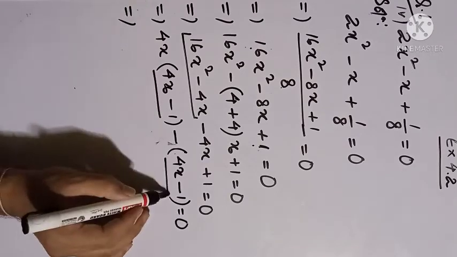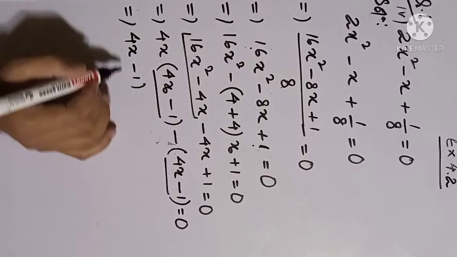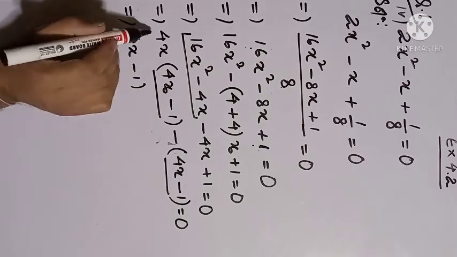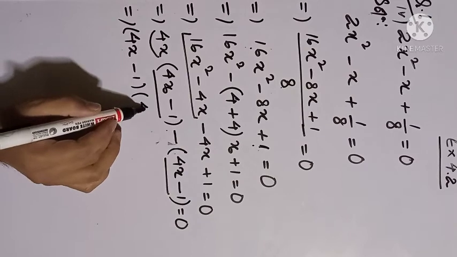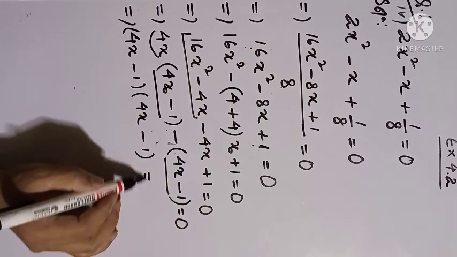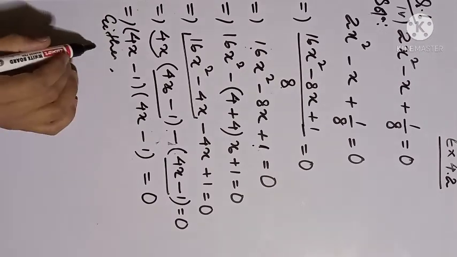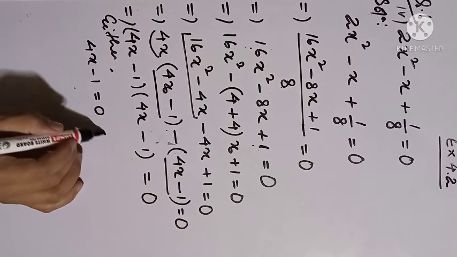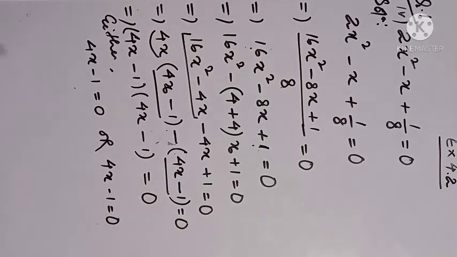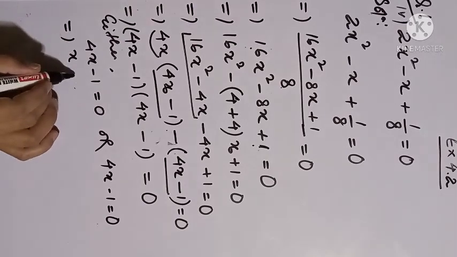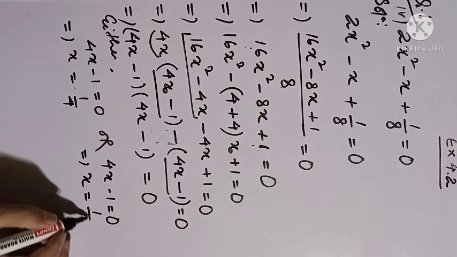4x minus 1. We have seen here common. So 4x minus 1, we have taken here common factor. And then remaining is 4x, then here minus, what is there? 1. So 4x minus 1 equal to 0. So either 4x minus 1 equal to 0 or 4x minus 1 equal to 0. Then we can write here x equal to 1 by 4. And then here x equal to 1 by 4.